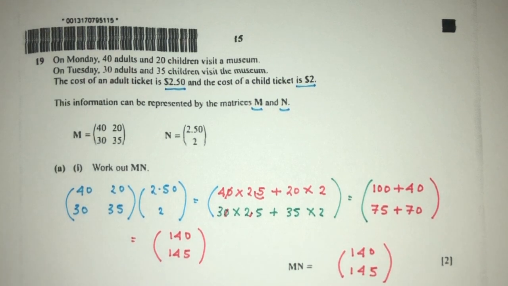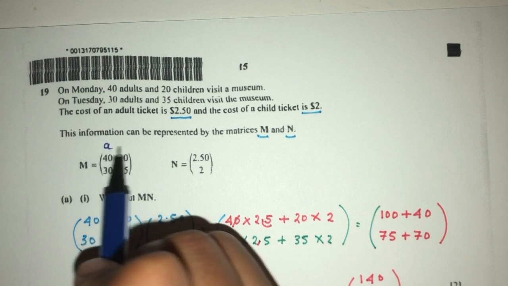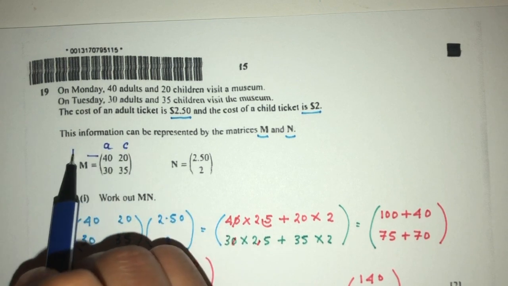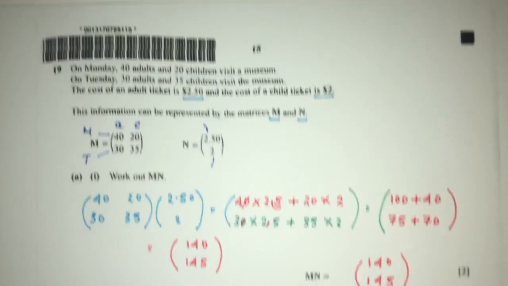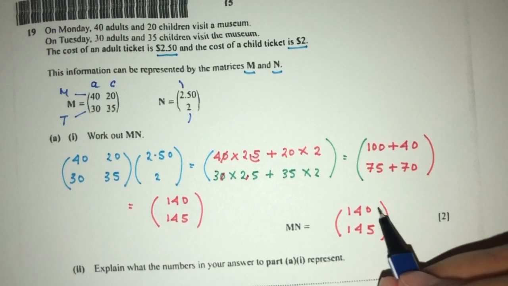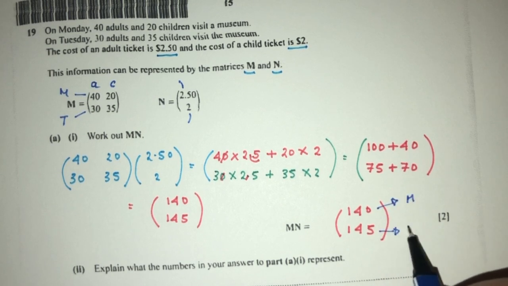Now explain what the numbers mean. So pretty easy. If you observe, what happened here was, this is the number of adults and number of children. This is Monday, this is Tuesday. This is the price of an adult, this is the price of a child. So when you multiply those, you get what? You get the revenue or the total income for Monday. This is the income for Tuesday.